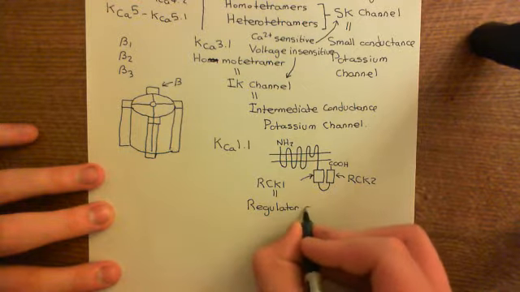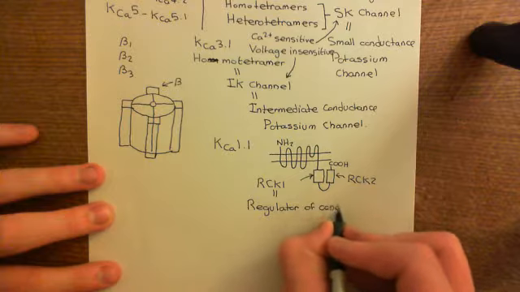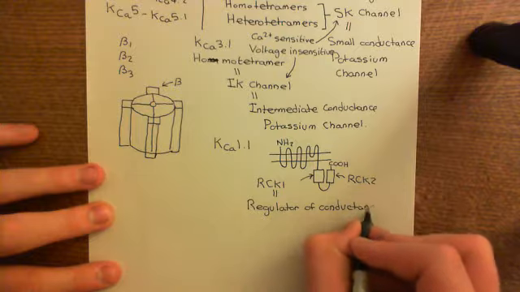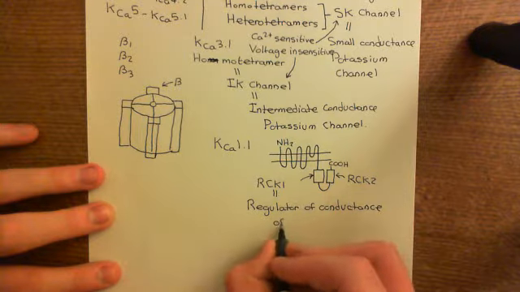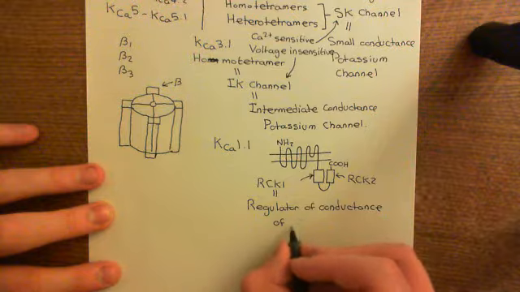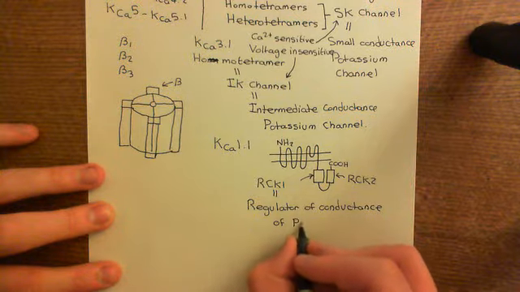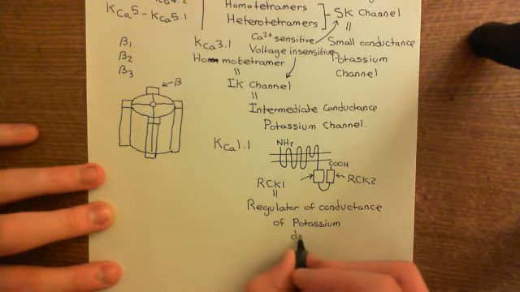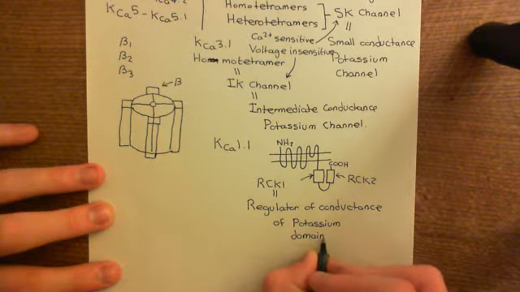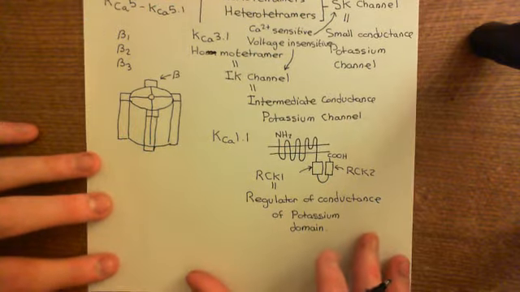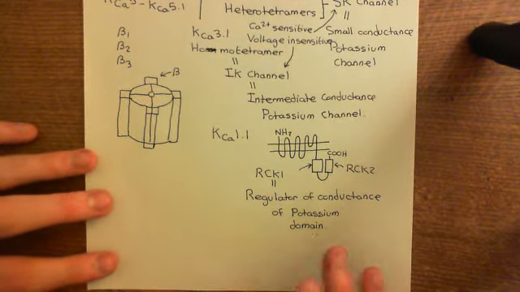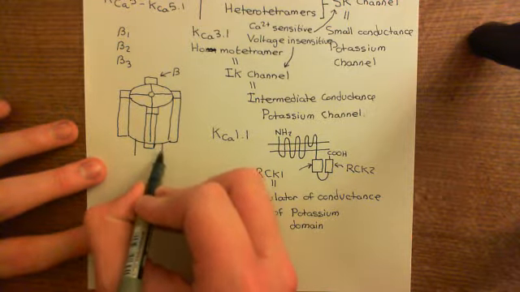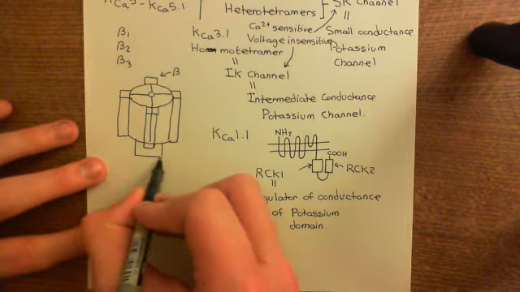So you have the regulator of conductance of potassium domain 1, and then you also have the regulator of conductance of potassium domain 2. The R is for regulator, the C is for conductance, and the K is for potassium. So these are the regulator of conductance of potassium domains, and they assemble into a little ring on the cytoplasmic side. On the cytoplasmic side of the receptor, the RCK domains assemble into a ring.